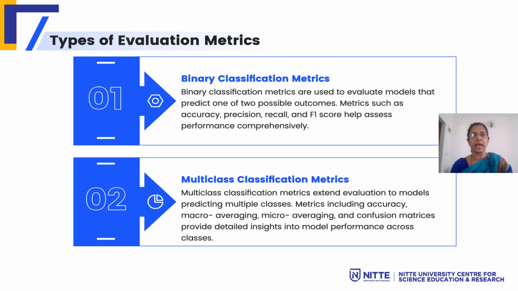Classification metrics can also cover multi-class classification, which extends the evaluation to models predicting multiple classes. Here also we could use accuracy, but some of the differences are that here you may use macro averaging, micro averaging, and confusion matrices, providing detailed insight into the model performance across all the classes.